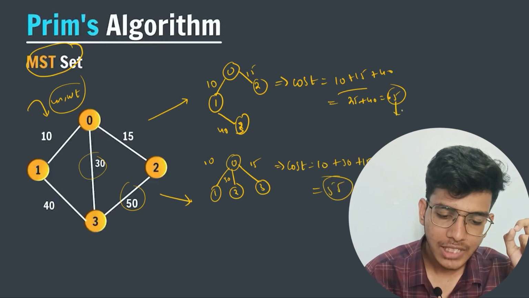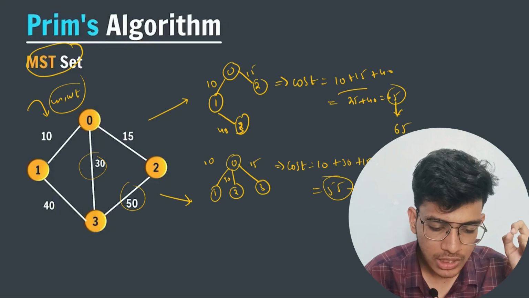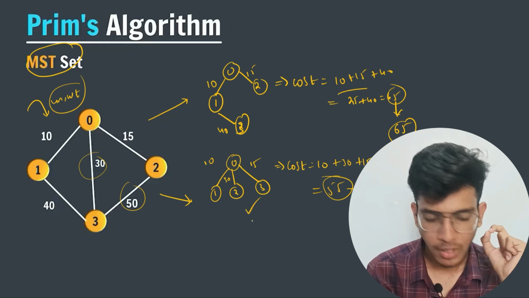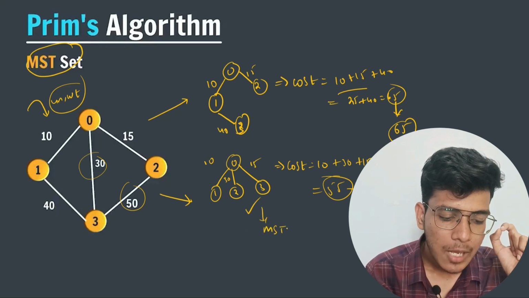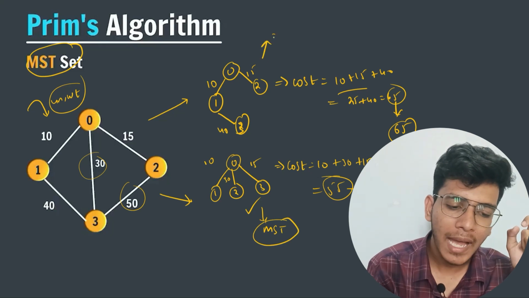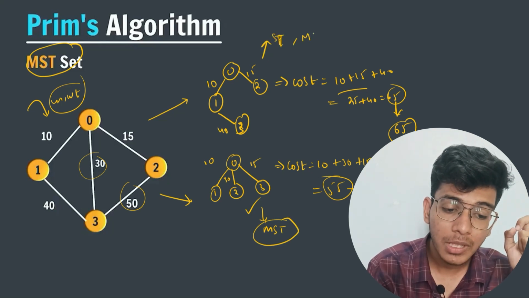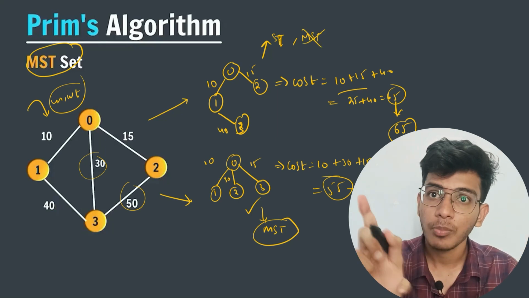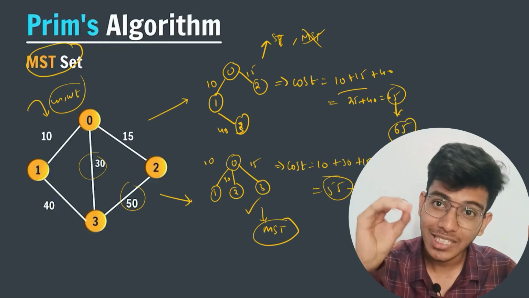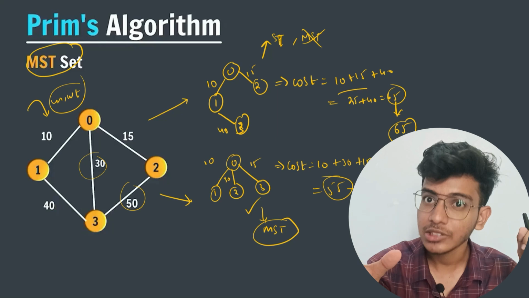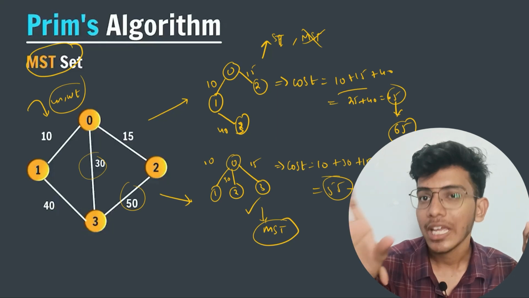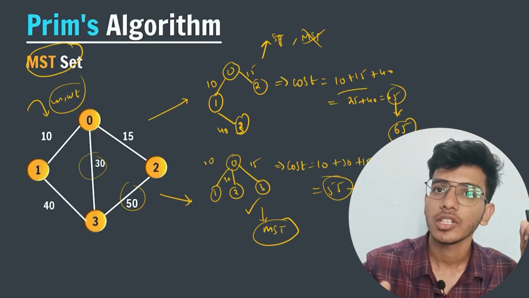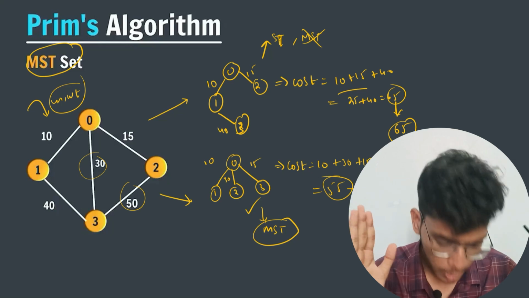So here the first structure is giving me 65, and the second structure is giving me total cost as 55. Which one is minimum? The second structure is minimum. So the second structure will become my minimum spanning tree. The first structure is a spanning tree, but it is not a minimum spanning tree because the edges involved in the first structure are not minimum, whereas in the second structure the edges are minimum. The edge values are minimum. If it is minimum, then and only then can I say that the given structure is a minimum spanning tree, else it will not be a minimum spanning tree. Okay, I hope you got the logic.